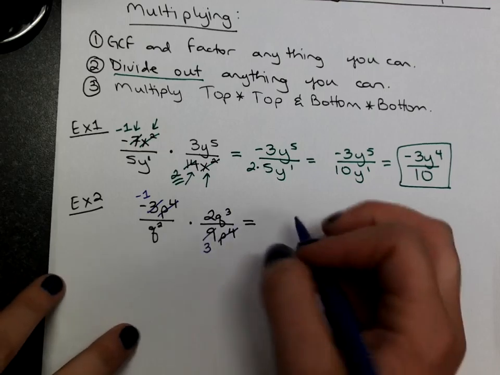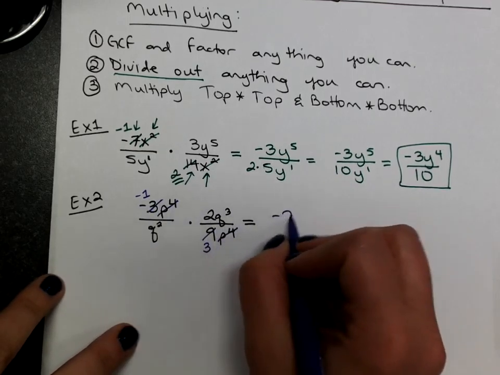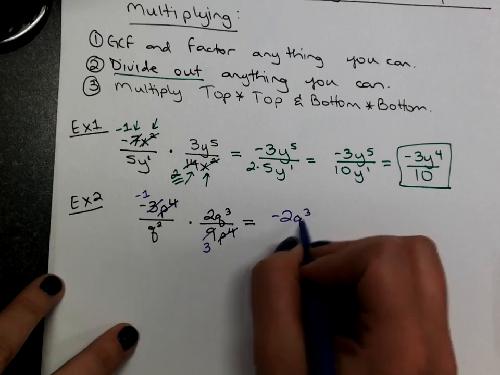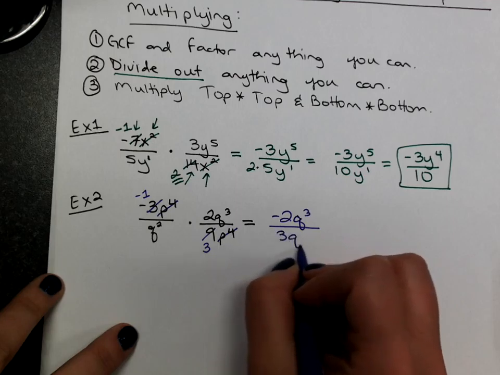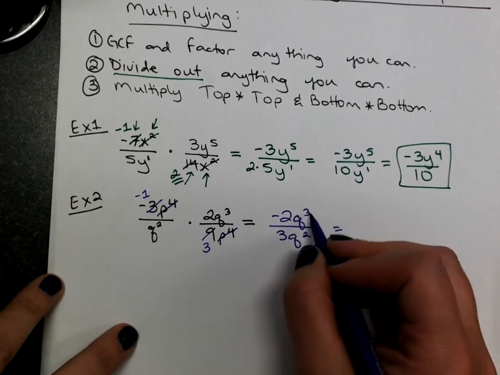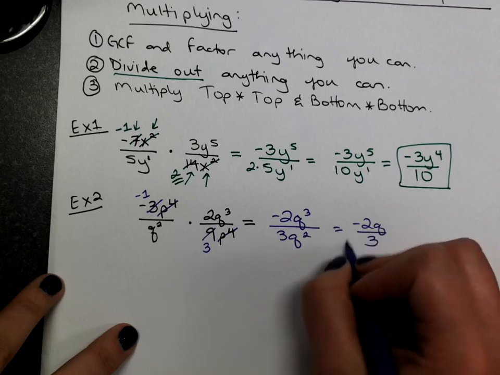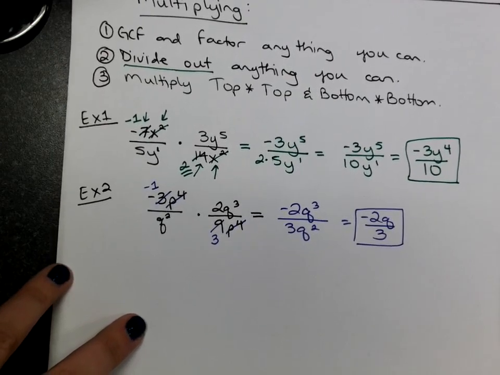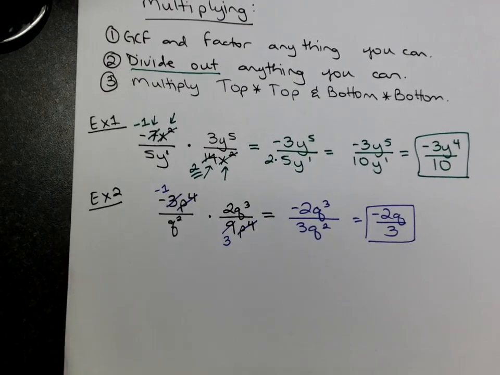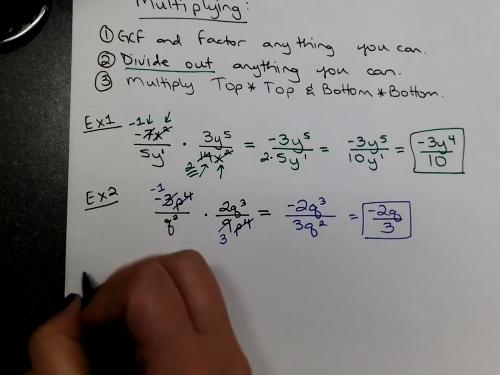Then I'm going to put what I have left together. Negative 1 times 2q to the 3rd is negative 2q to the 3rd. And q squared times 3 would be 3q squared. Q to the 3rd over q squared would leave 1q on top over 3. So we're just simplifying this through multiplication and reducing as much as we can. Alright, so those are just single terms, not too bad. Let's look at a couple with binomials.